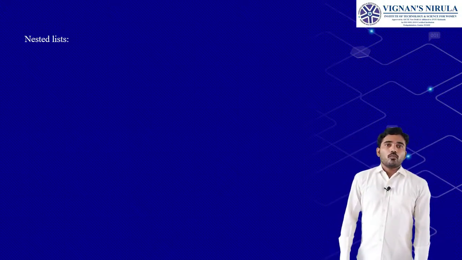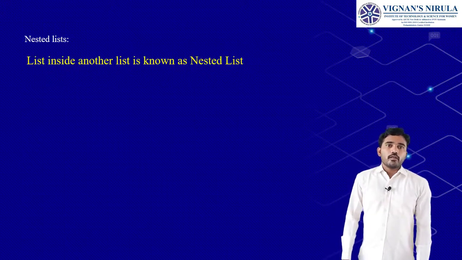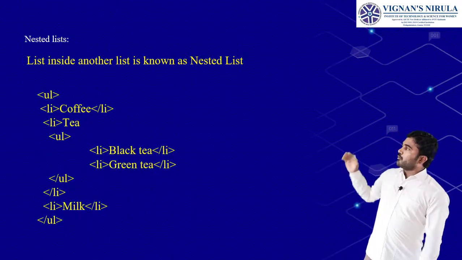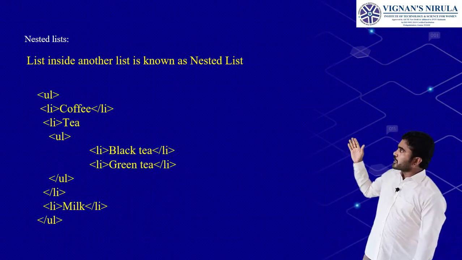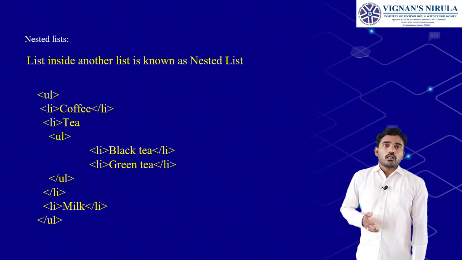So now we would like to discuss nested lists. So what is a nested list? A list in another list is known as a nested list. And see, coming to this example, here the first type of list that was started is UL, which stands for unordered list.